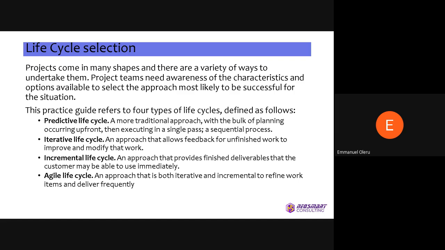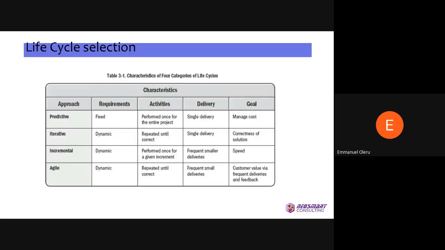Then we have the incremental life cycle, the approach that provides finished deliverables that the customer may be able to use immediately. So after you've refined everything, you've completed the project, you now release a key feature that customers can then use and it's good to go. And then we have the agile life cycle, which combines both the iterative and incremental to refine work items and deliver outcomes frequently.